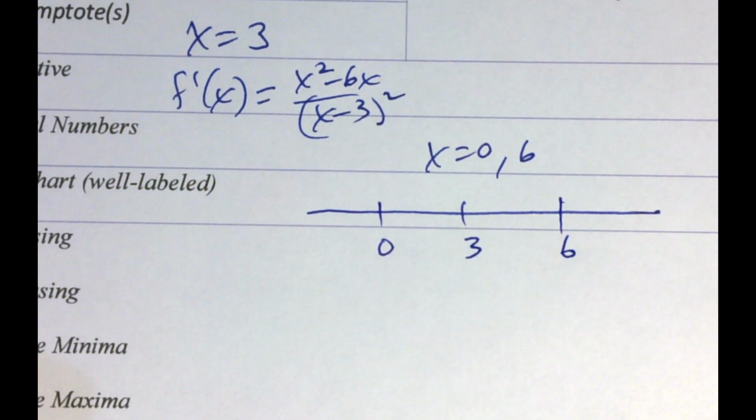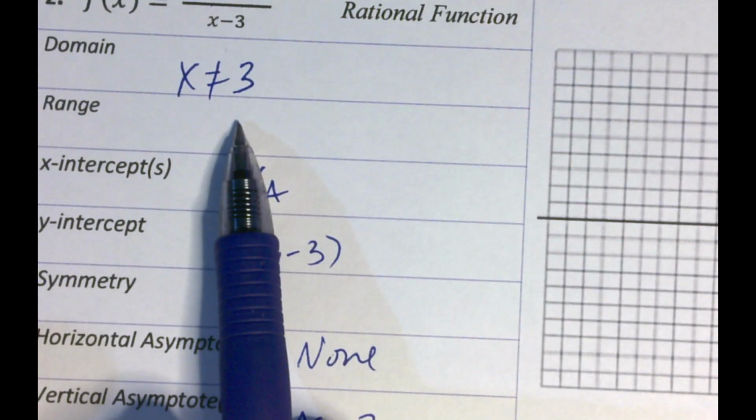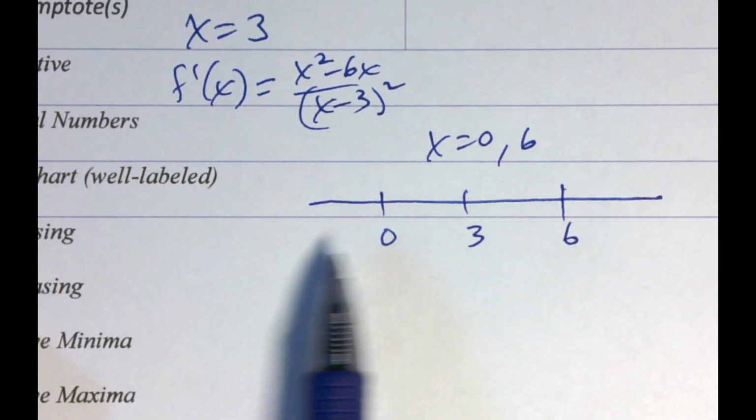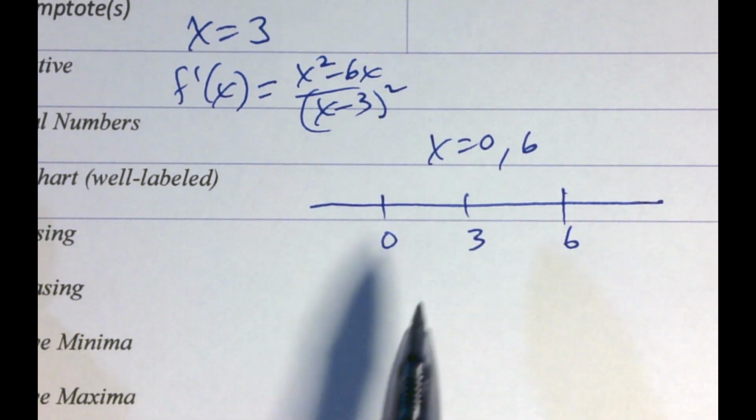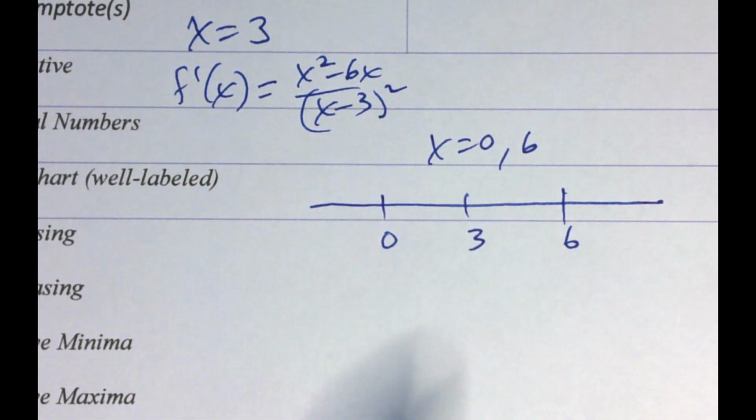You might be wondering, why do I have a 3? So remember, whenever there's a break in the domain, you want to put that on your sign chart because that may have a sign change in the derivative.